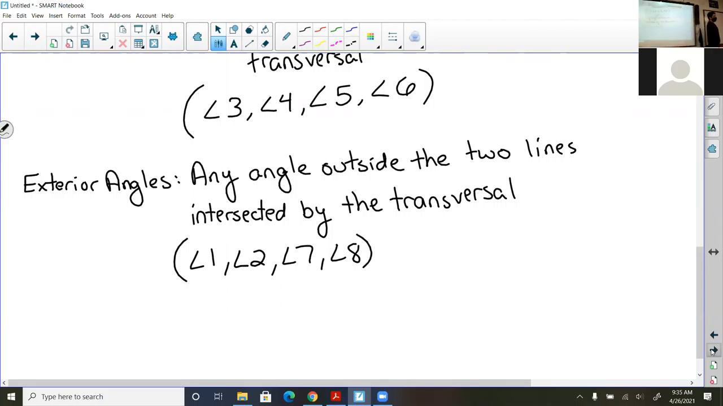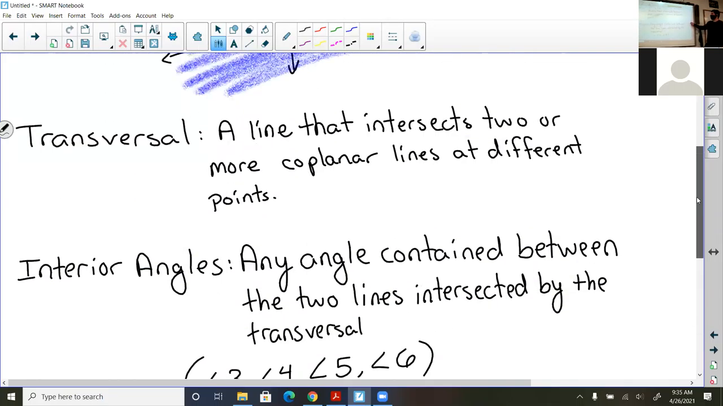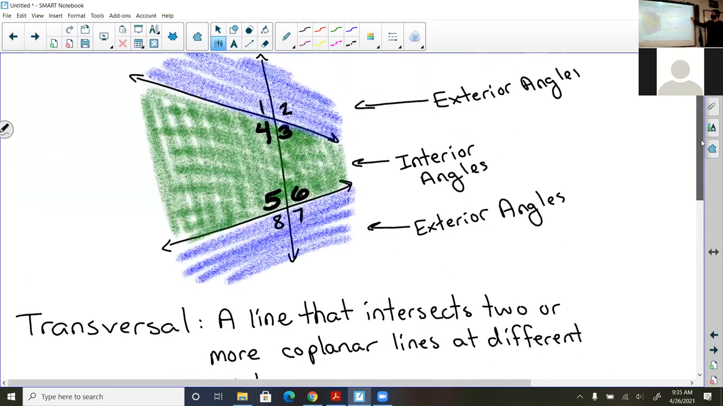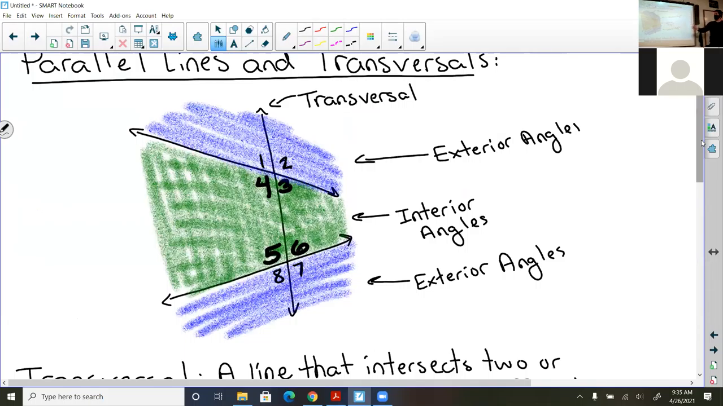So angles 1, 2, 7, and 8 are our exterior angles. And so now that we established our transversal, our two other lines, and the angles that are being formed because of that transversal, we're now going to have a little bit more specific terminology. We're going to talk about alternate interior angles and corresponding interior angles and things like that.